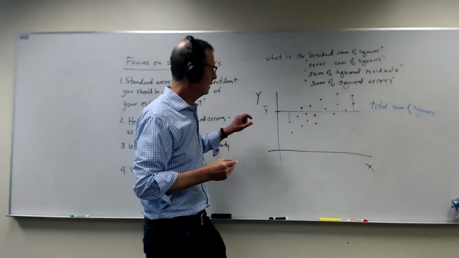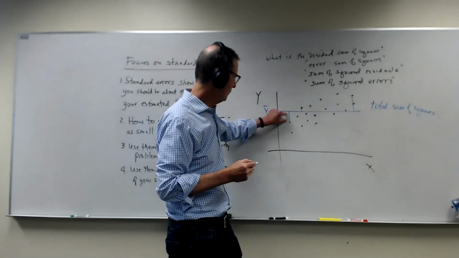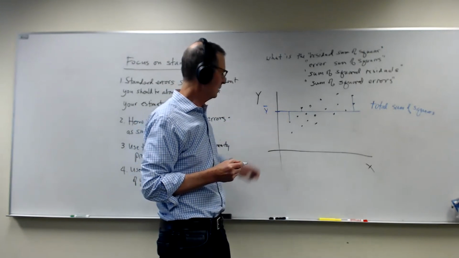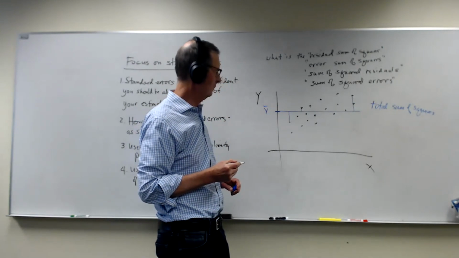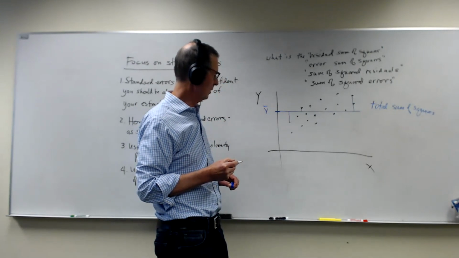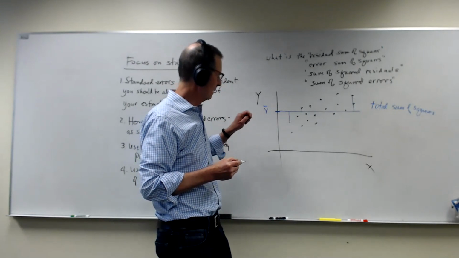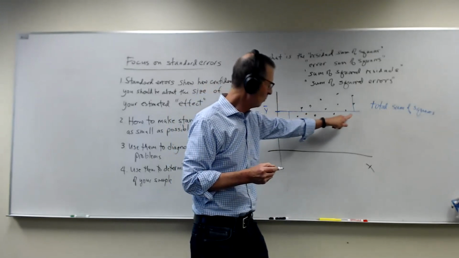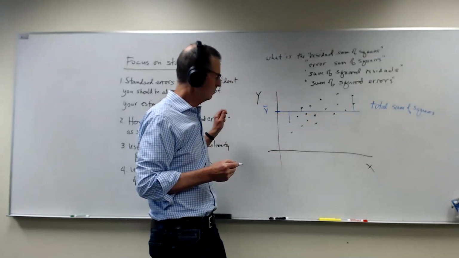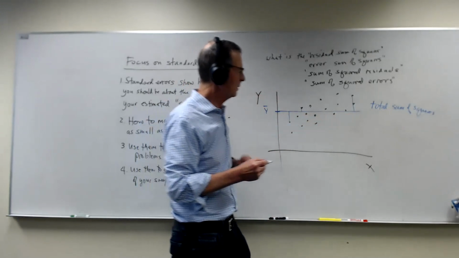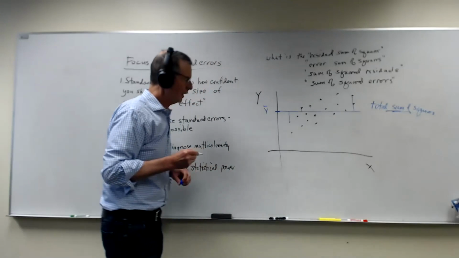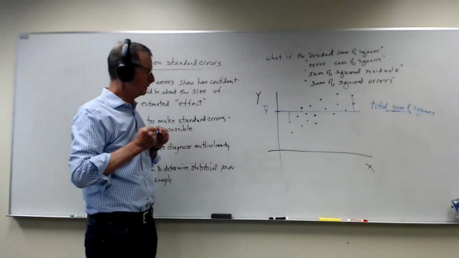And if you take these distances and square them, it turns out the mathematics of squaring these distances is easier than just the distances themselves. For every point, find how far it is from this naive y bar, square those, sum them up, and that gives you the total sum of squares. That's what you're trying to explain.